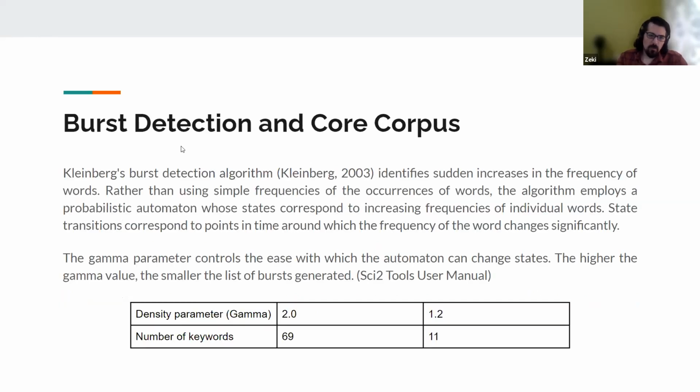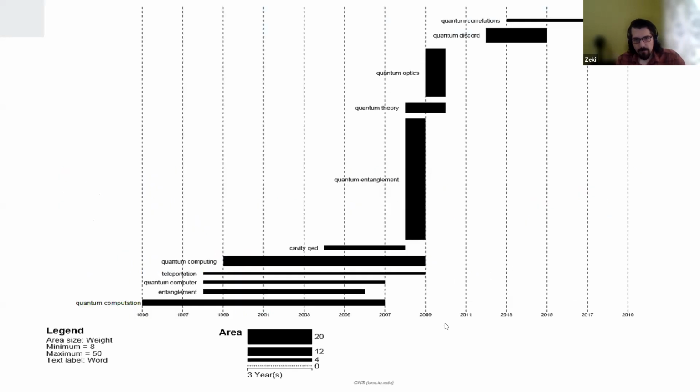And following this, we use something called burst detection. Burst detection is an algorithm developed by Kleinberg, and it is not just a frequency analysis. It identifies sudden increases in the frequency of words. And Seskir also uses this OpenNLP framework, so it gets rid of words like the, a, or common words. There is this parameter called the density parameter. If you increase it, you get more keywords. If you decrease it, you only look for the huge bursts in the field. And for a low density parameter, you can find these.